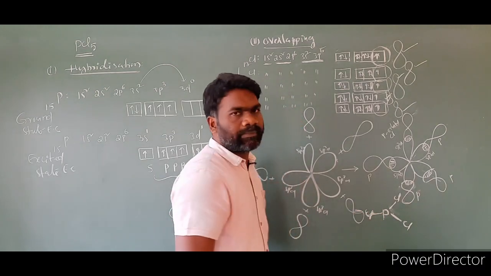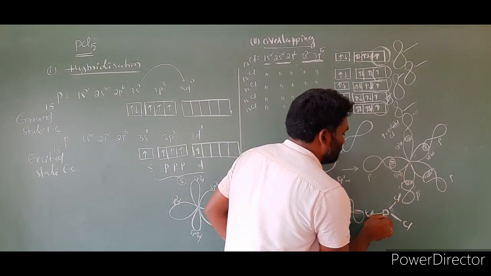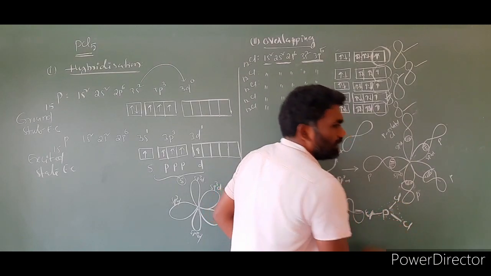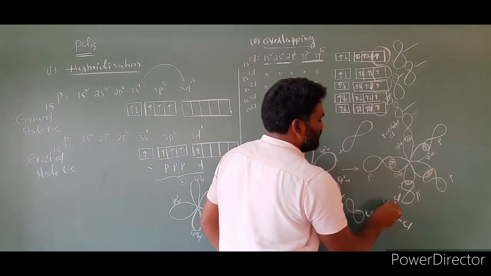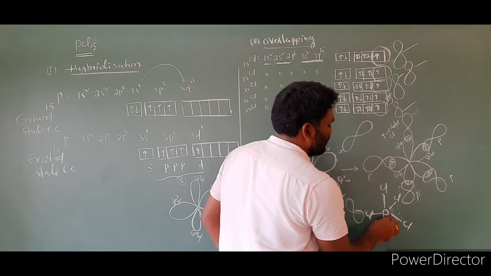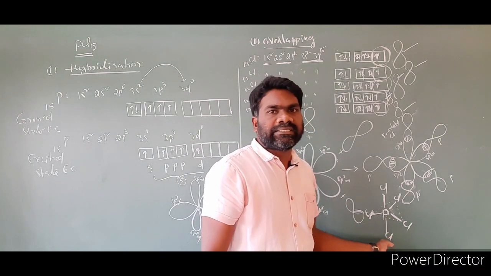These three chlorines are present in one plane. So all these chlorines are present in one plane. And one chlorine is above this plane. This I am writing. This is above the plane, the first chlorine, and this is the other chlorine. So this is the structure of PCl5.